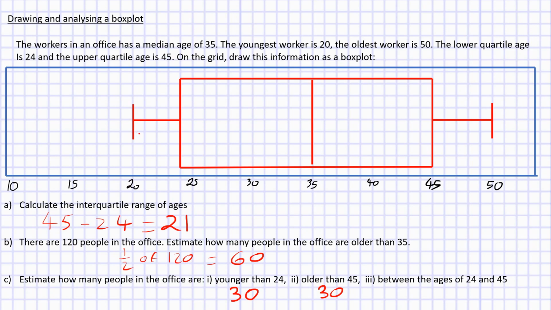Well, we know that 30 people are under the age of 24, 30 are older than 45, and there were 120 people in the office. 30 plus 30 is 60, 120 take away 60 is 60, so we can say that there were 60 people between the ages of 24 and 45. This is represented by the width of the box, and we should notice then that 60 is half of 120, so we can say that half of the distribution lies within the box.